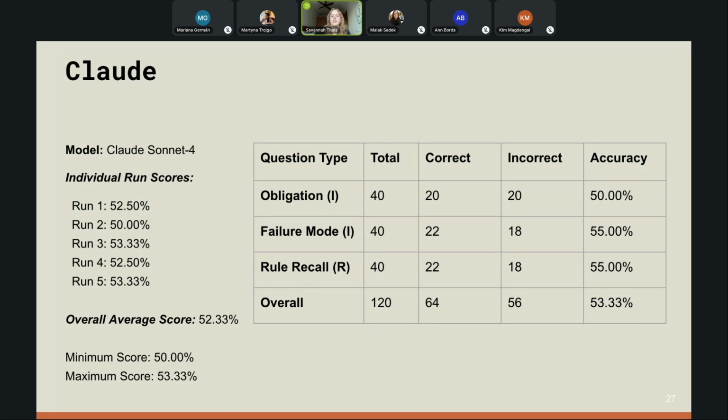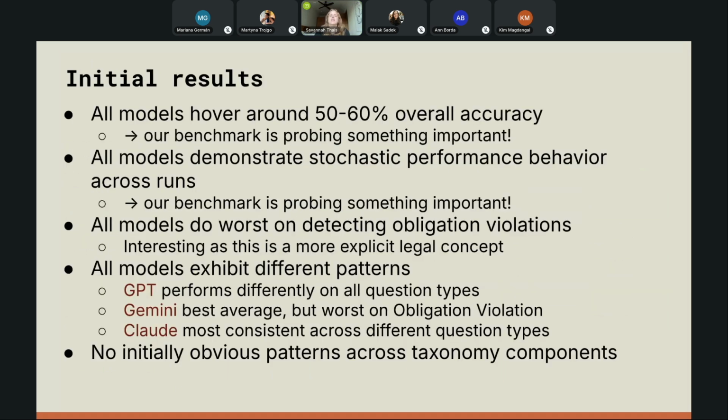So to kind of synthesize these results, all of the models hover around 50 to 60% overall accuracy, which, like I mentioned briefly already, means that our benchmark is probing something important. You don't want models to get a 100% score on your benchmark out of the box. That means that your benchmark isn't nuanced enough to actually measure something.